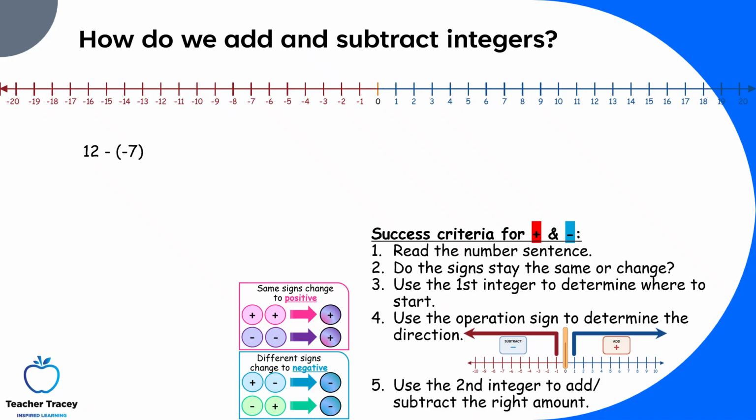Now let's apply that same success criteria to subtracting. 12 minus minus 7. Let's look at the signs. They're next to each other and they're the same, so it becomes a positive. 12 plus 7. We begin with the 12 on the number line, and we need to add 7, so we're going to the right.